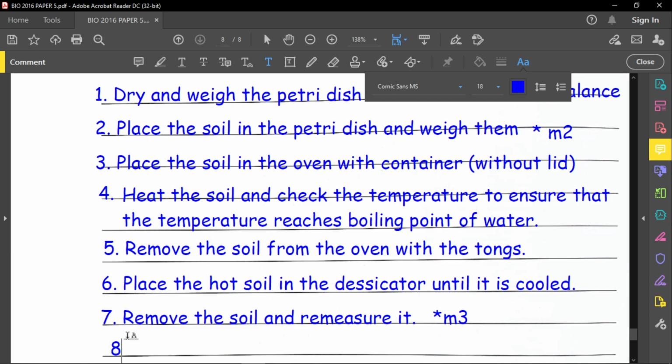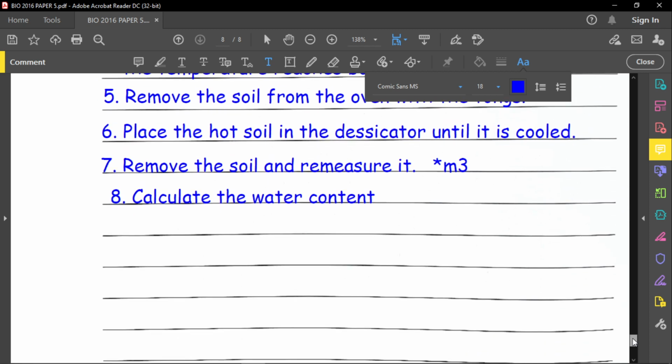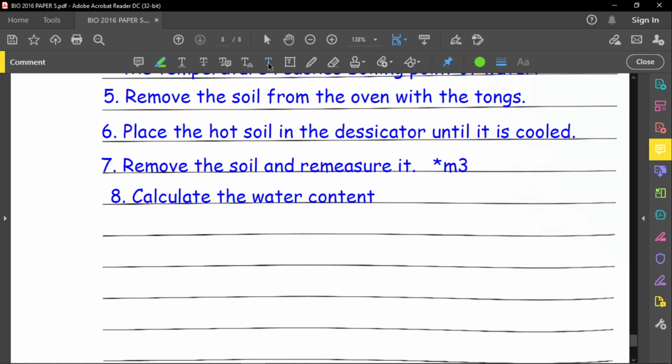That's the 8th thing I want to do, is to calculate the water content. All right, but how would you calculate the water content? Remember, we have 3 masses, right? Let's put the 3 masses here for you real quick. Let's put this piece in red, so you kind of create a little difference here.